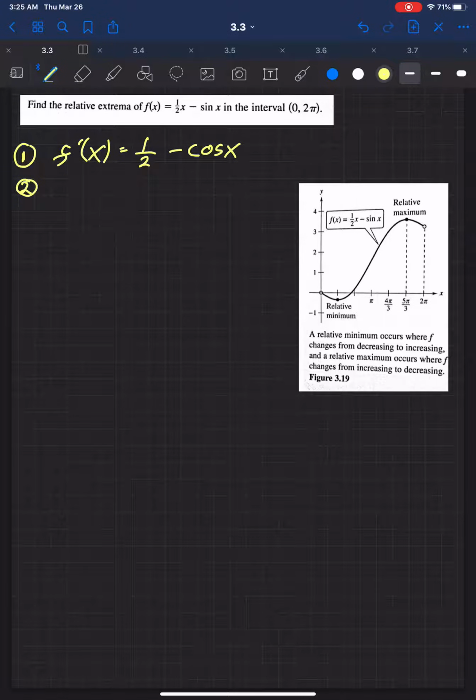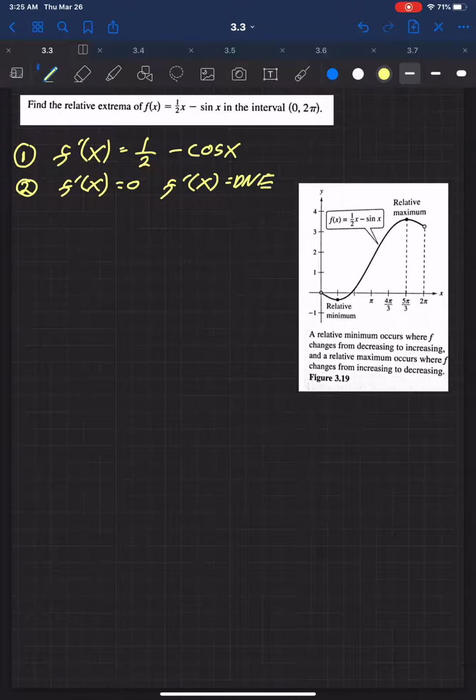Step 2 is to find the critical numbers, right? So we want to find where f prime of x is either equal to 0 or f prime of x does not exist. Okay. So let's start with the latter, right?